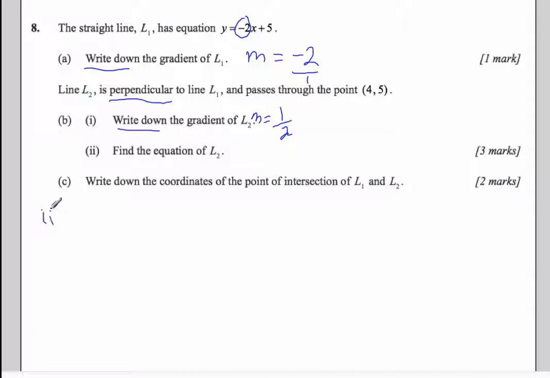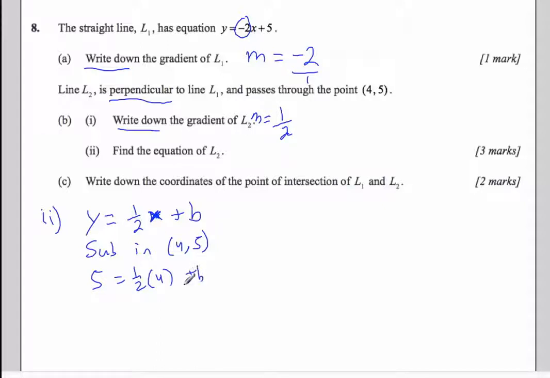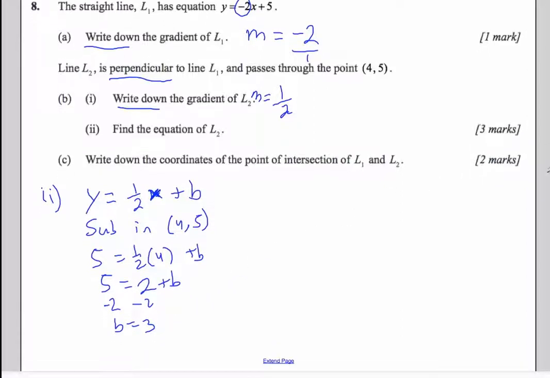So next, we're going to find the equation of L2. Well, we know the slope of L2 is half. Oops, that is m. So we have half x, and we don't know the y-intercept. We're going to have to substitute in the point to find the y-intercept. So we're going to substitute in (4, 5) to the equation, and we'll find b. So that's 5 equals 2 plus b, and we'll have b equals 3. So the equation is y equals half x plus 3.